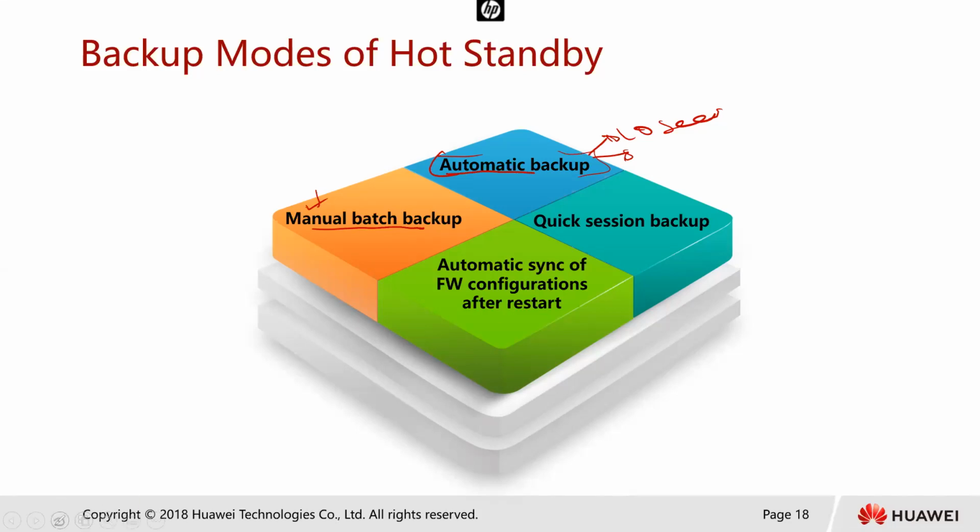We have another one which we are calling the quick session backup. If you configure it on your firewall or on your group, quick session backup applies when the forward and reverse paths are inconsistent on load balancing networks. Inconsistent forward and reverse paths may occur on load balancing networks because both devices are active and able to forward packets at the same time. So if information is not synchronized in a timely manner, the reverse packets may be discarded if they do not match any sessions, causing service interruption.